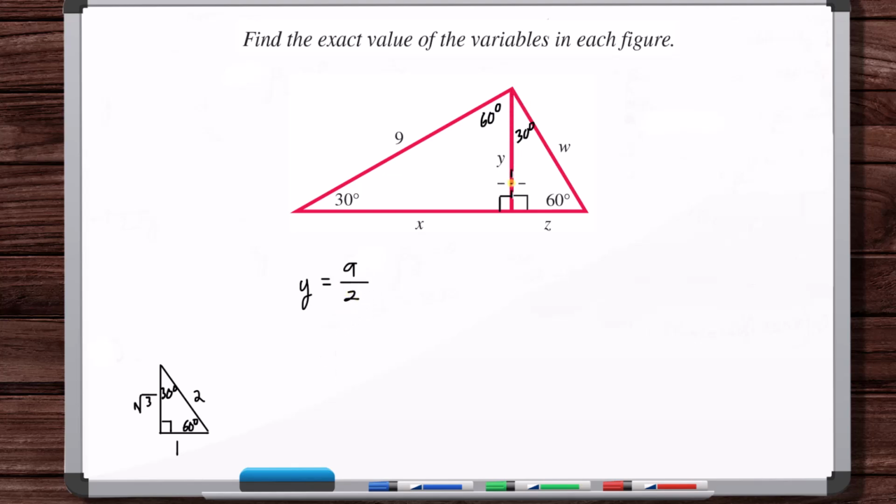But now this leg isn't half of w because this is connected to the 30. Z is half of w. So z is w divided by 2. Well, here's one of the answers.